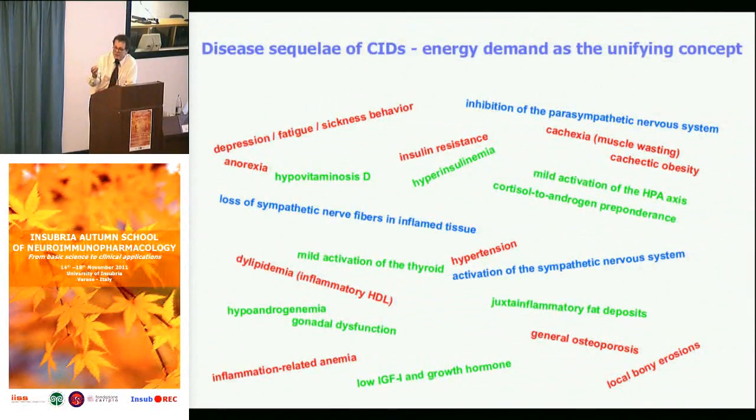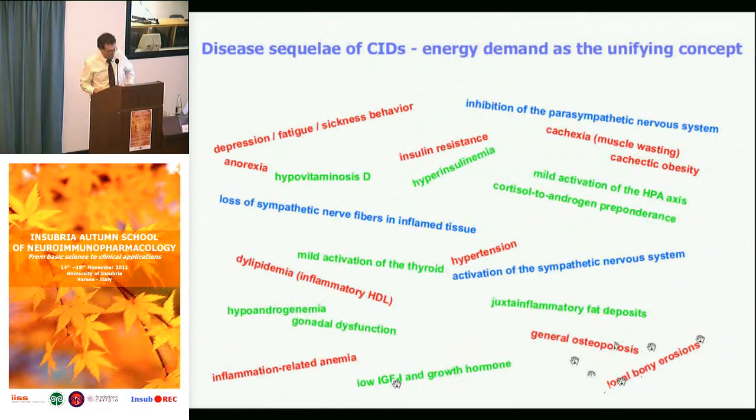And taking away the iron from the system is important because the bacteria use iron. We use iron because in the oxidative phosphorylation in the mitochondrion, the iron is the important ion in the oxidative phosphorylation process to build ATP. So we take the iron and the bacterium does the same. So if you reduce the amount of circulating iron with an anemic process, you don't give it to the bacterium and you keep it for yourself. And you reduce the amount of energy needed for the erythropoiesis process. And you have general osteoporosis and local bone erosions.